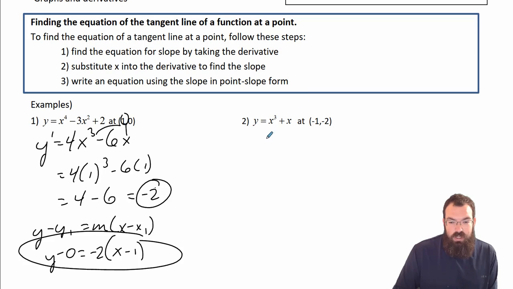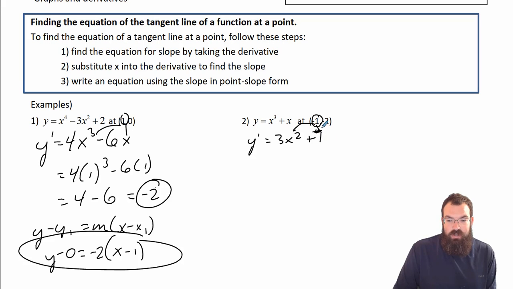Okay, let's go to this one here. Again, I want to find the derivative, so I get 3x squared plus 1. I want to find the slope at the point negative 1. So I got to plug it into each x. Well, there's no x over here, so I don't know why I did that. Equals 3 times negative 1 squared plus 1. So this is positive 1 times 3 plus 1 is 4.